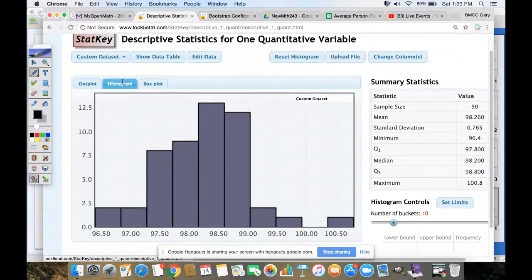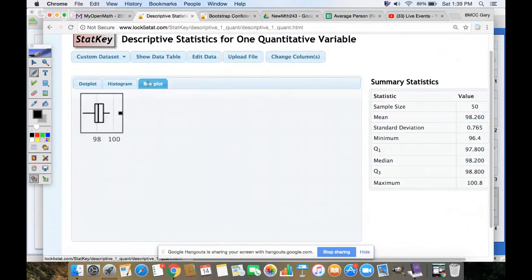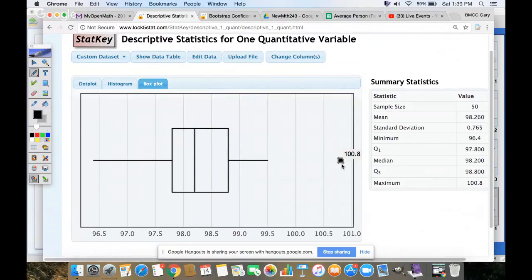Viewed as a histogram, we can see the average is somewhere over here. Median's probably about the same place. We have a mean of 98.26 and a median of 98.2. Box plot. Okay. Got one outlier out here, probably has an illness, given that high temperature. Summary statistics. Sample size is also important. Mean, standard deviation, those two go together. And then the 5-number summary, minimum, quartile 1, median, quartile 3, and maximum.